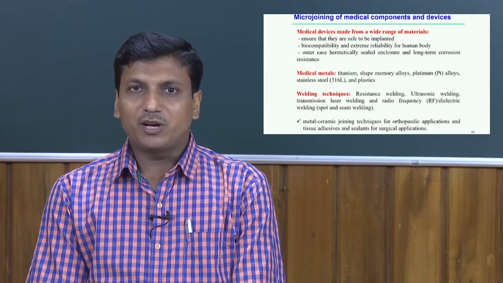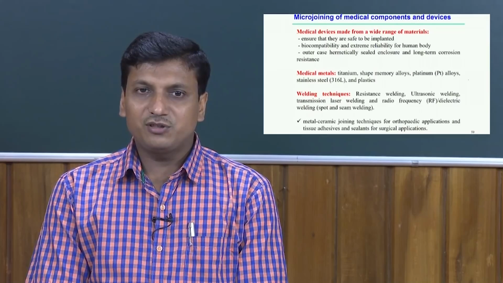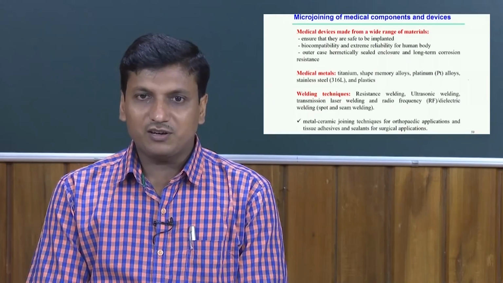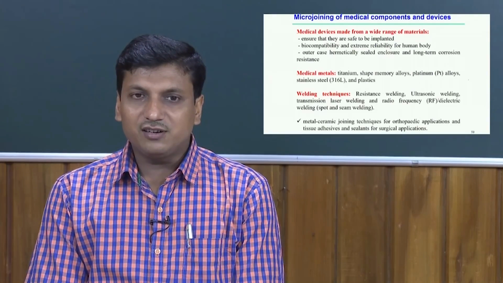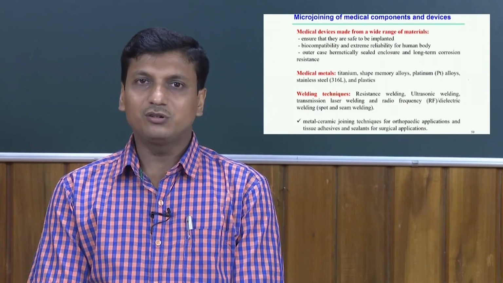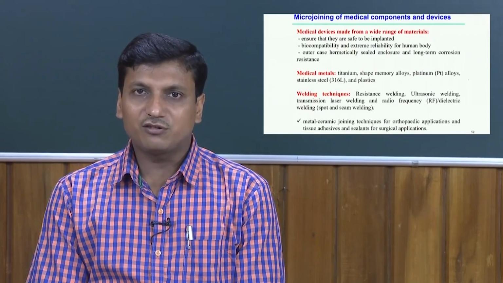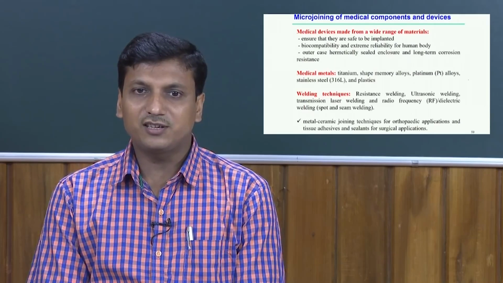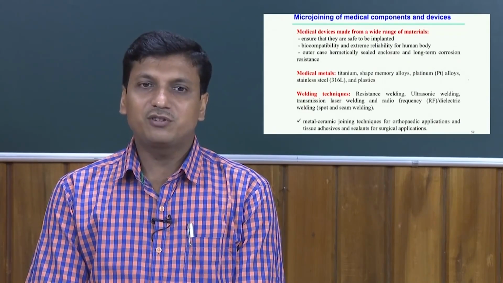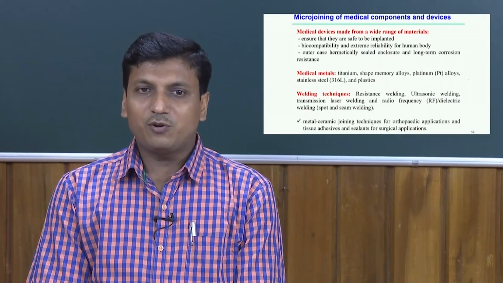So what are the typical materials we use for medical applications, from the point of view of microjoining technologies? Most of the materials we use here are titanium, shape memory alloy, platinum alloy, stainless steel, and sometimes plastics. The welding technologies normally applied for medical devices are resistance welding, ultrasonic welding, transmission laser welding, and radio frequency or dielectric welding, mostly in the form of spot and seam welding.